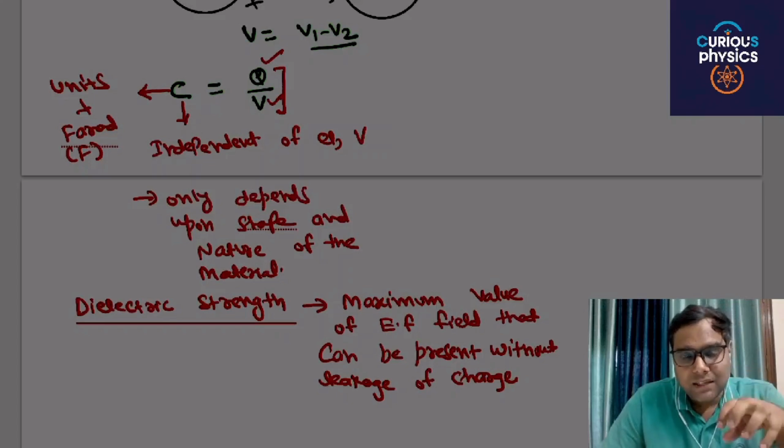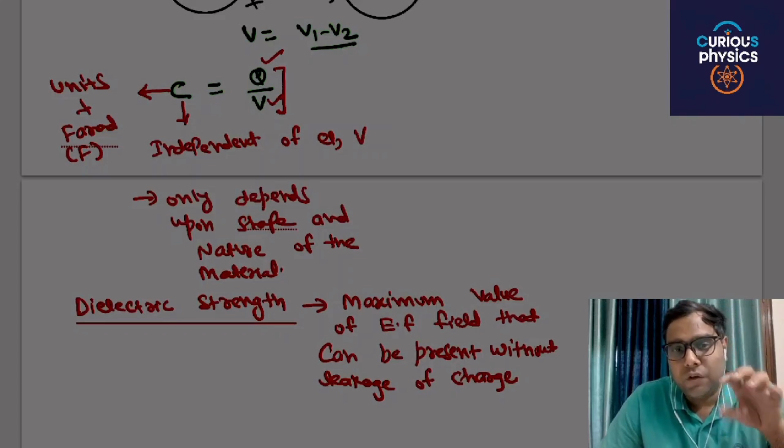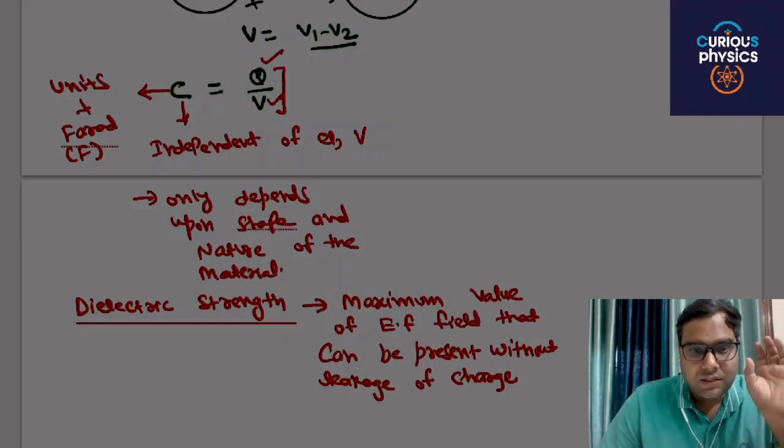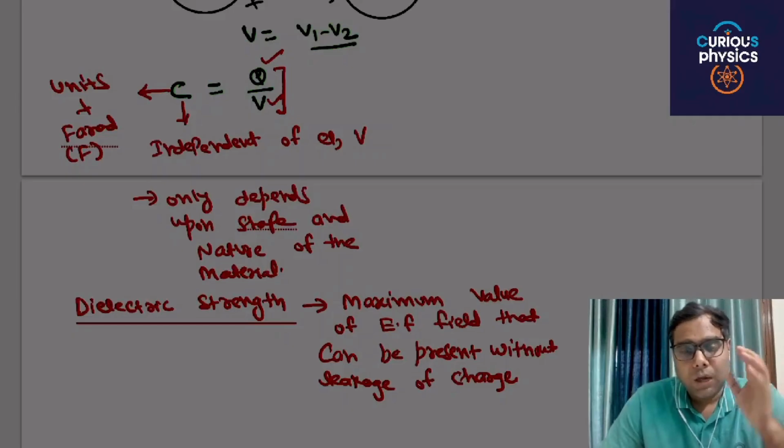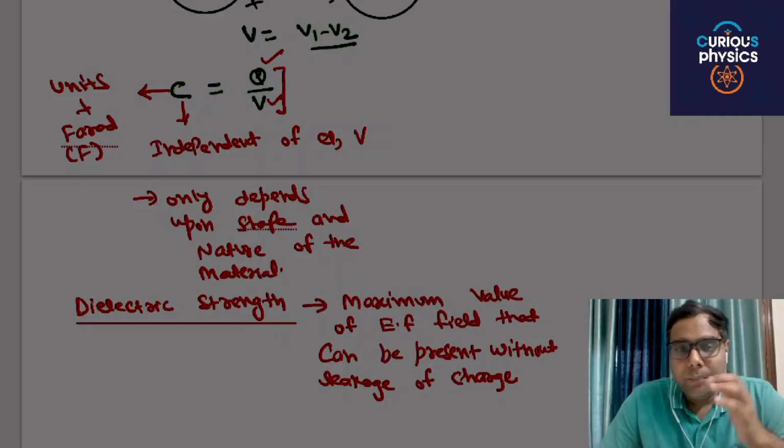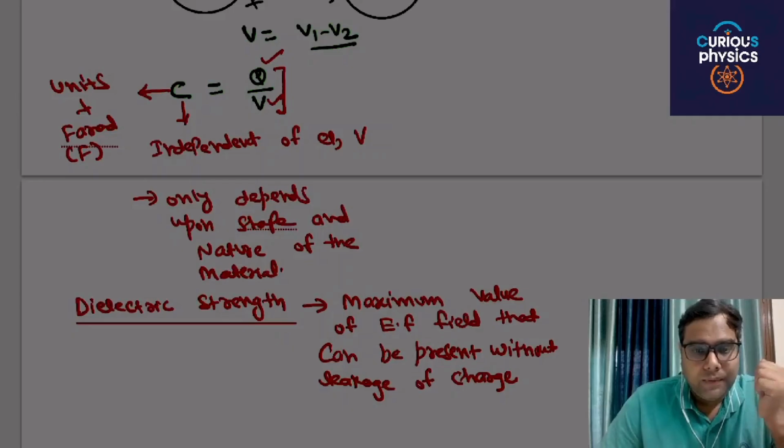So the maximum value of charge for particular conductors is fixed. If you want to increase that value of charge above a particular level, then the medium can break down. Then the breakdown of the medium can take place. This is basically the dielectric strength.